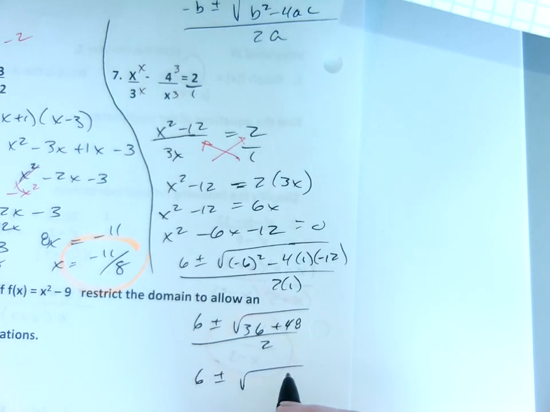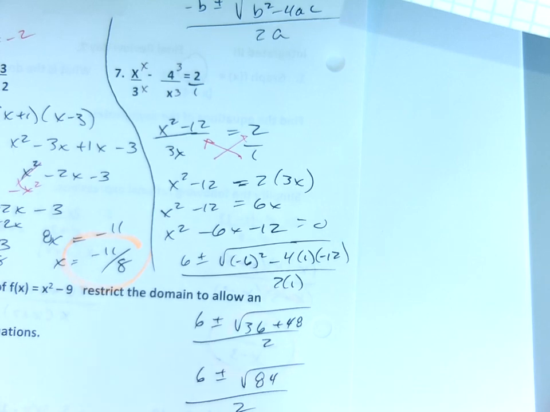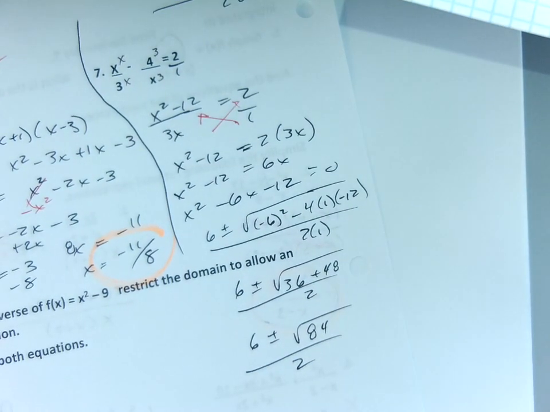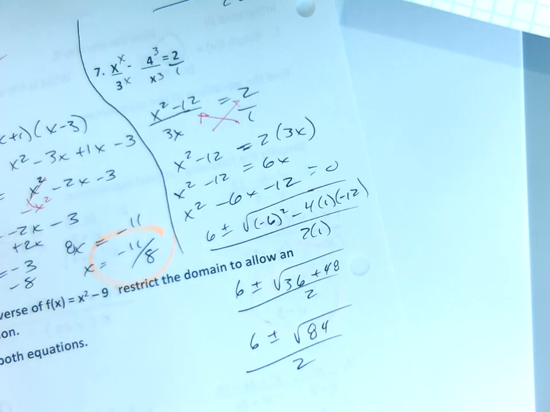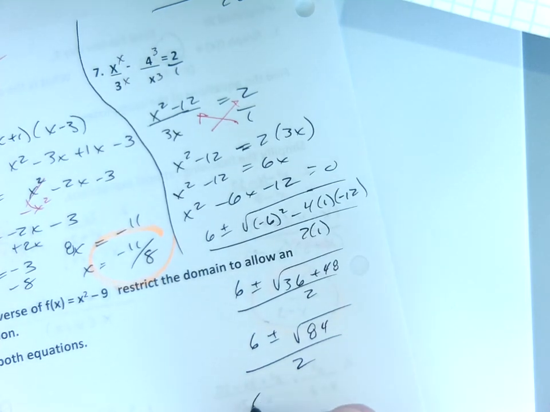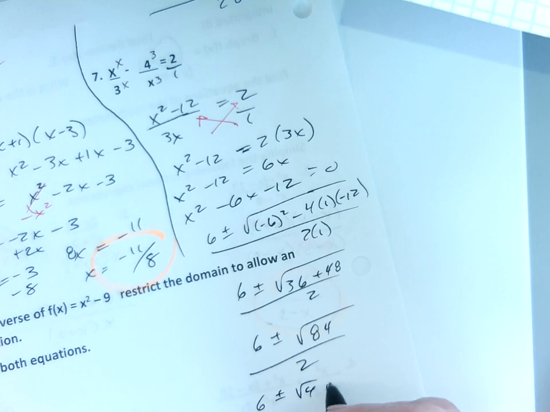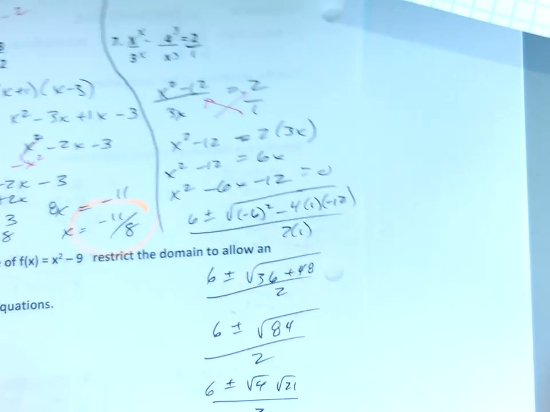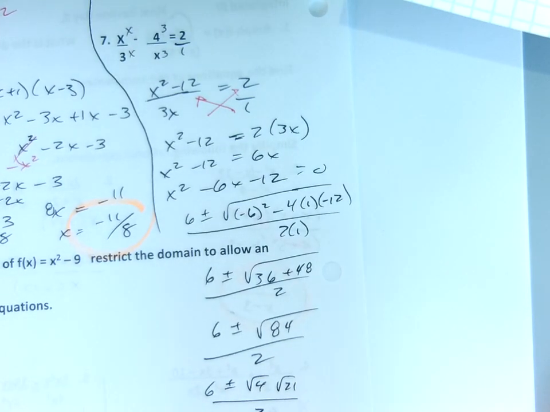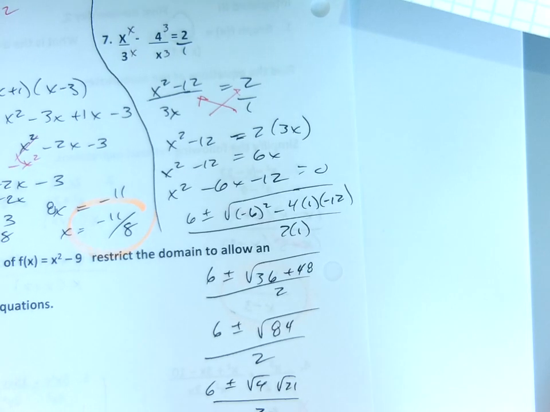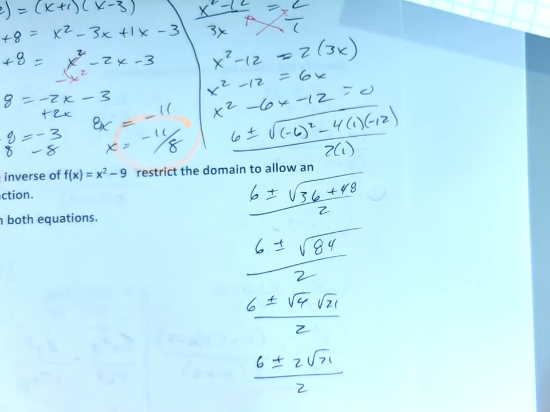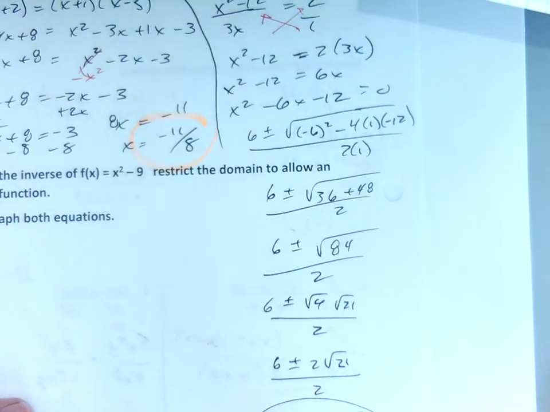6 plus or minus square root of, let's see, what is that, 70, 80, is that 84? I think so, 84 over 2. And then, let's see, 84 probably reduces as a square root. 4 goes into it 21 times, so 6 plus or minus square root of 4, square root of 21 over 2. So my two answers would be 6 plus or minus 2 square root of 21 over 2. Or finally, 3 plus or minus the square root of 21. Ooh, that's hard. Hopefully the one on the test is easier than that.